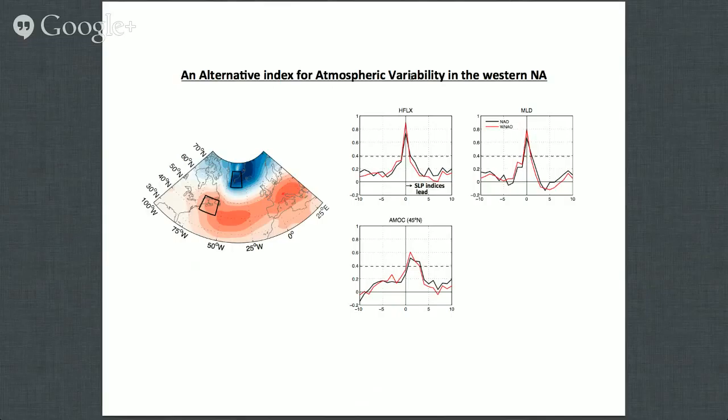The AMOC time series is in red, and the black shows the correlation with the traditional NAO index, and you can see a substantial increase in correlation with the new index. It was about 0.7 with the NAO, but now it's close to 0.9. For mixed layer depth it was below 0.7 before, and now it's 0.8. And of course, you can still have an improvement in the AMOC correlation too.